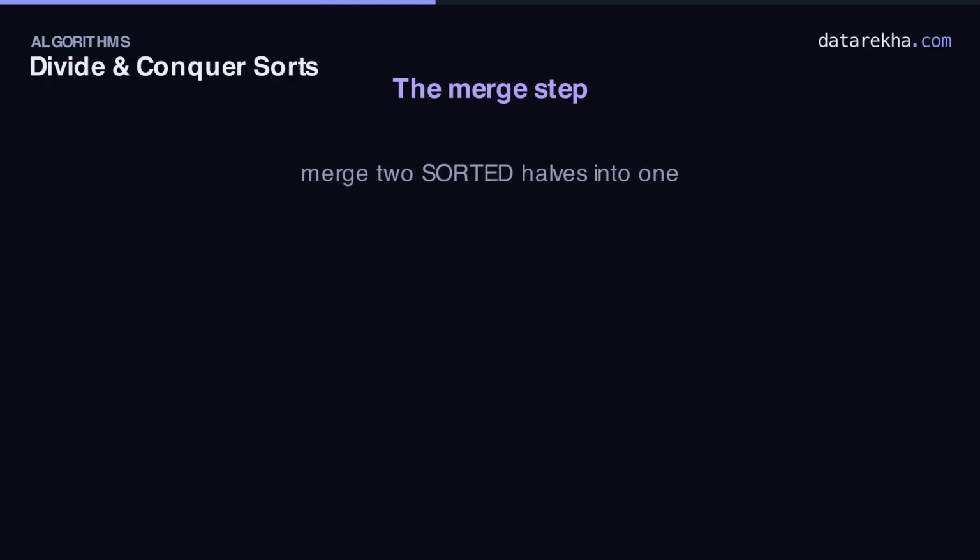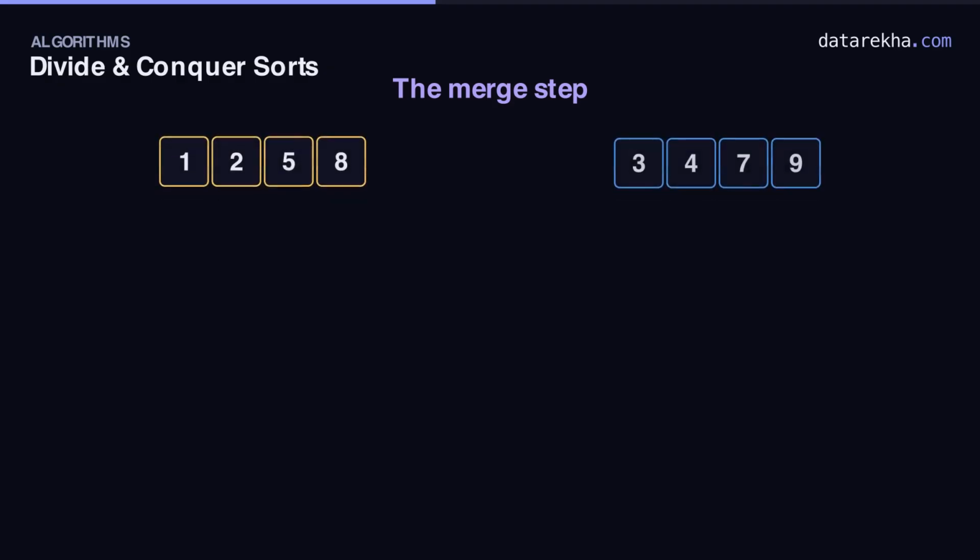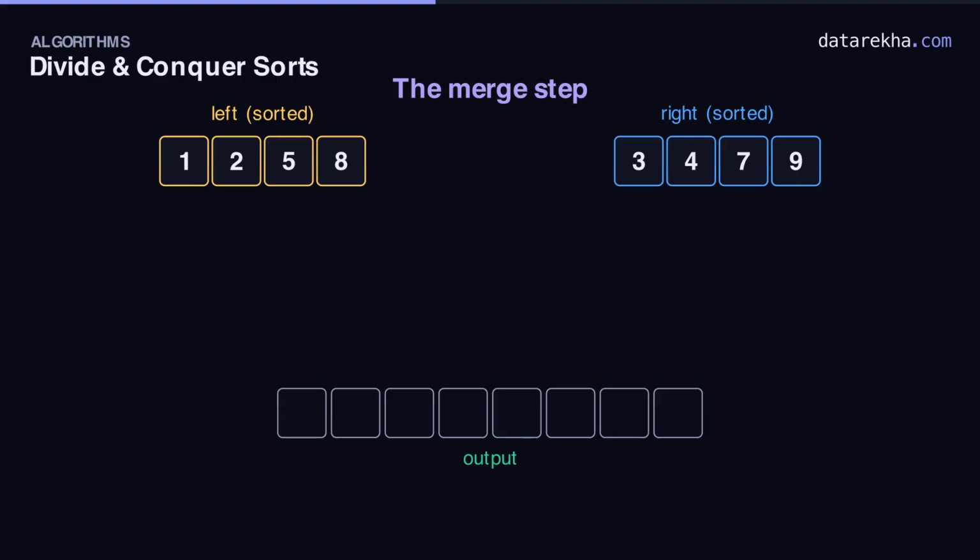The merge step is the heart of merge sort. You are handed two halves that are already sorted, and you must fuse them into one sorted list. The trick is a zipper. Here are our two sorted halves. 1, 2, 5, 8 on the left, 3, 4, 7, 9 on the right. Below, an empty output. We keep a finger on the front of each half. The rule is simple. Compare the two fronts, take the smaller one, drop it into the output, and advance that finger. Repeat. Because both halves are sorted, the smallest thing left is always one of the two fronts.